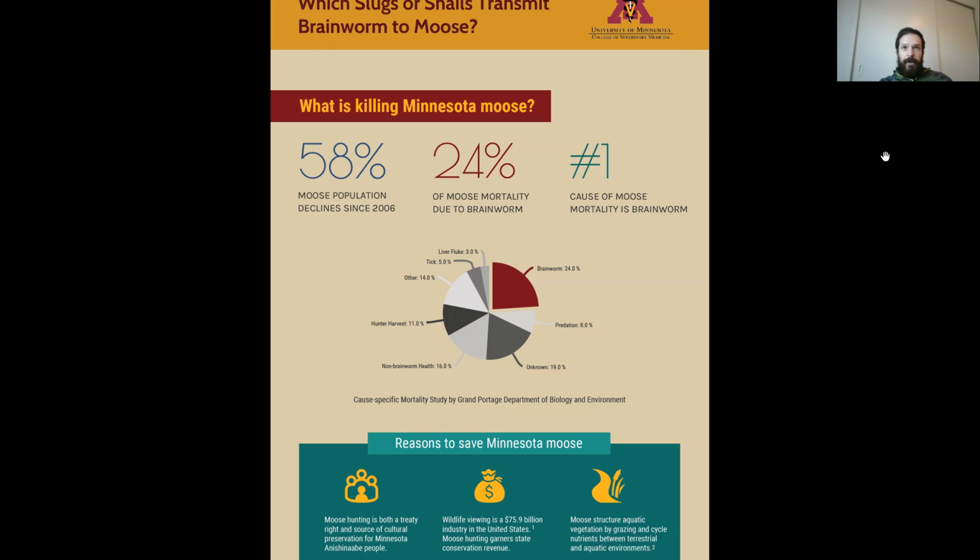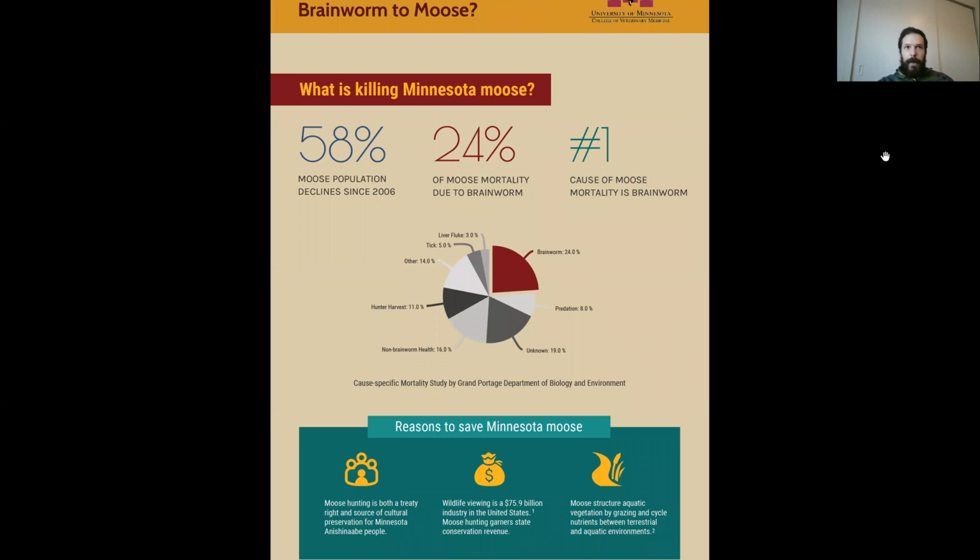Today, I'm excited to tell you about one of my research projects. Slugs and snails are seemingly harmless critters, but play an important role in many disease transmission systems. One example is brainworm infections in moose, which is the topic of my infographic.